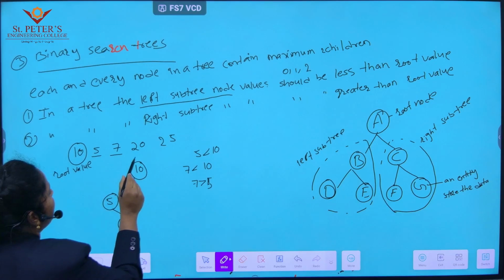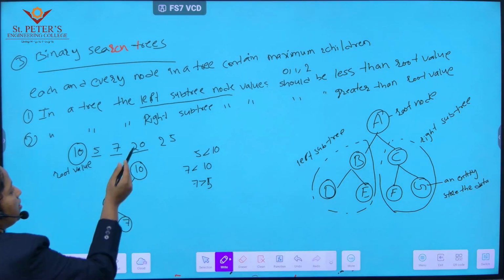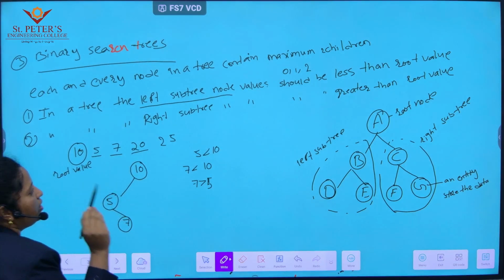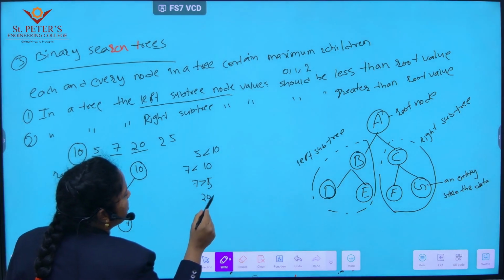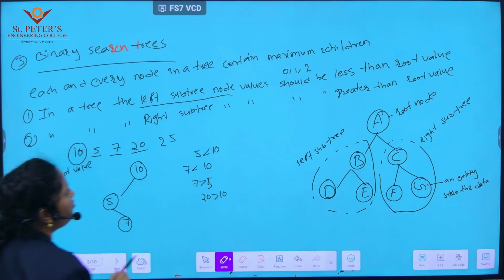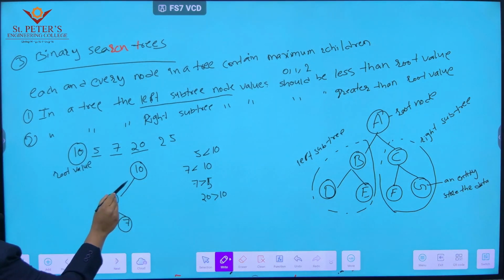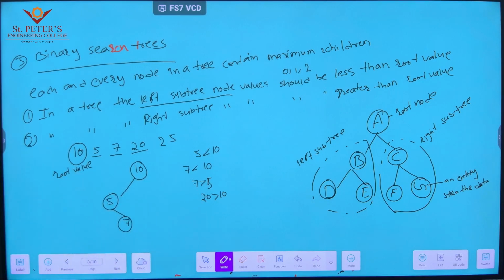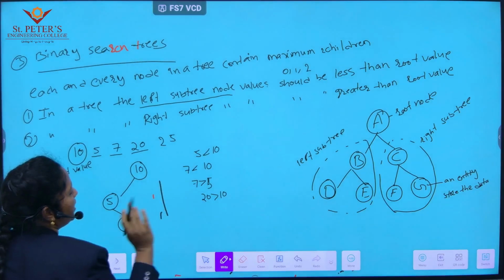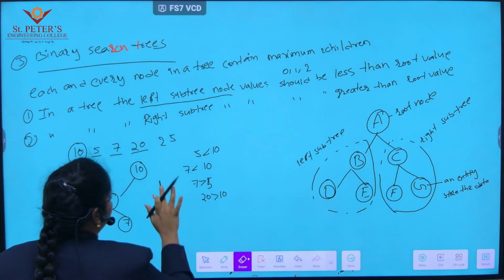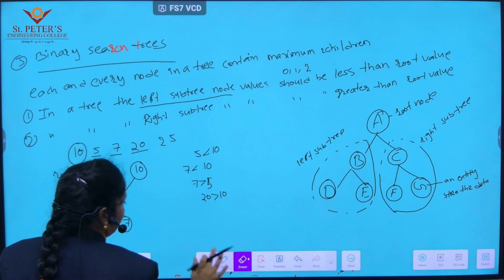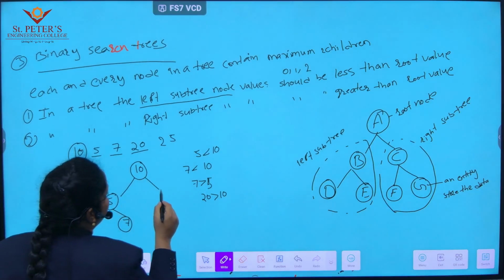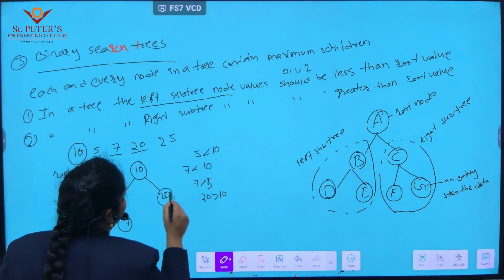And the next value is 20. Take 20 and, as the first step, compare it with the root value. 20 is greater than 10. If the value is greater than the root node, directly come to the right side part, the right side of the root node. On the right side no element is there, so directly we put this 20 on the right side.